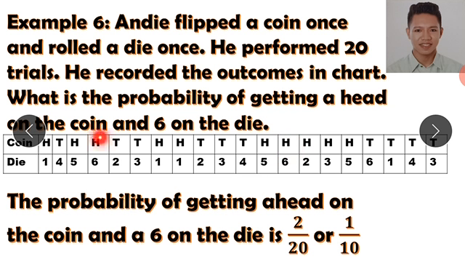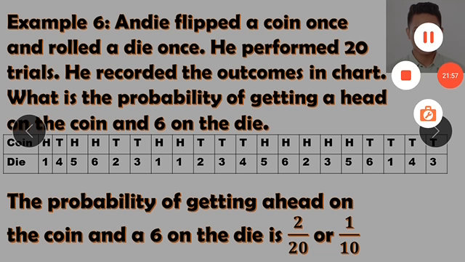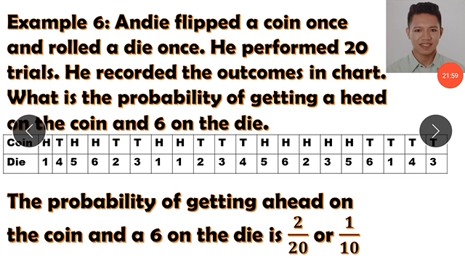So we can see 2 outcomes with head and 6. So that would be the numerator, 2. And the denominator is the number of trials, which is 20 times. So 2 over 20, or 1/10.